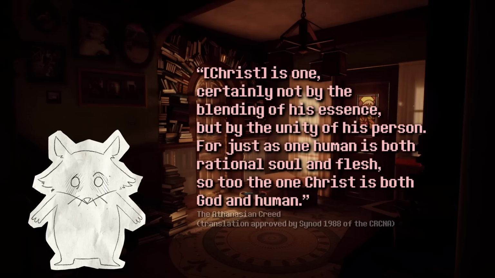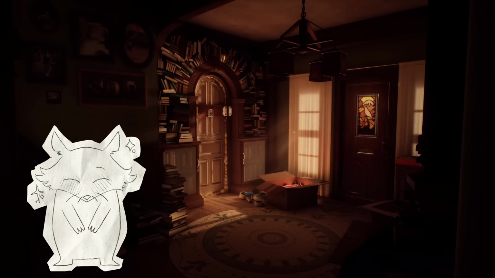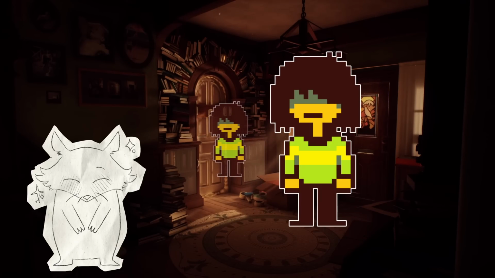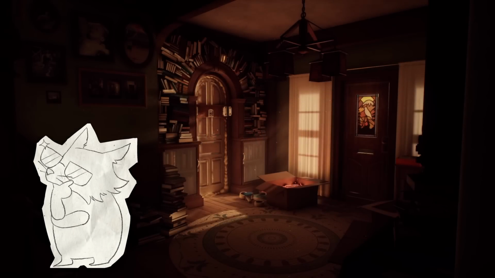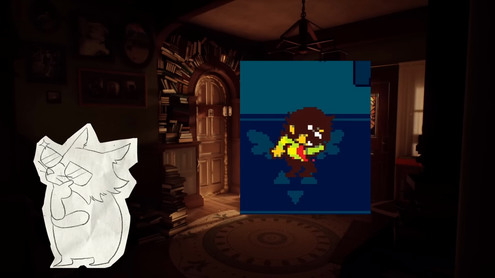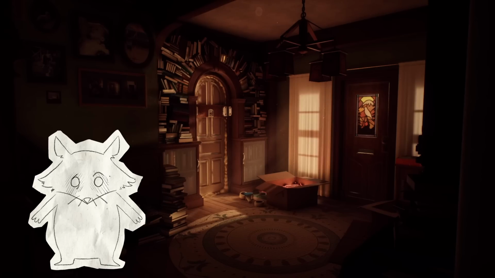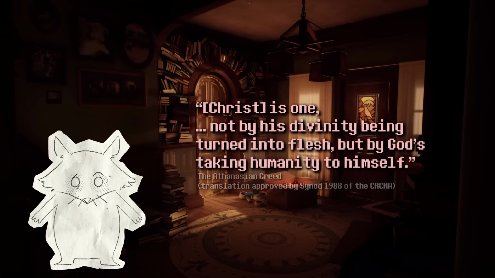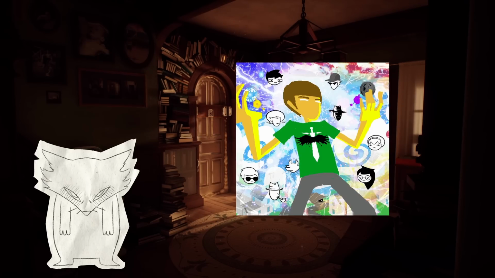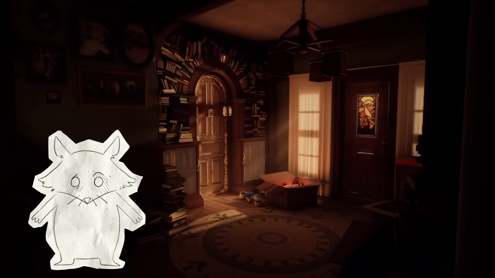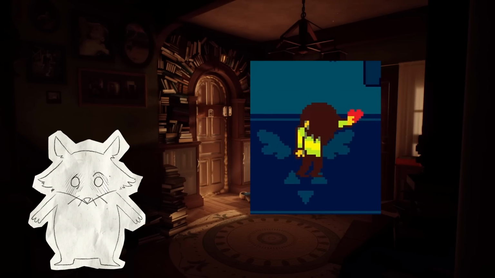For just as one human is both rational soul and flesh, so too the one Christ is both God and human. You probably already know where I'm going with this, right? Kris is also 2 things: body and soul, character and player. But notably, there is not a union between these 2 things. Kris, the body, revokes us, the soul. This inverts the power dynamic outlined in the Athanasian Creed. To quote again, Christ is one, not by his divinity being turned into flesh, but by God's taking humanity to himself. As the gods of this world, we should be the one taking Kris. But instead, it seems like Kris takes and revokes us at will.